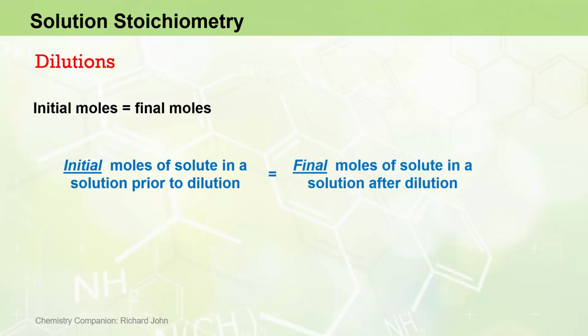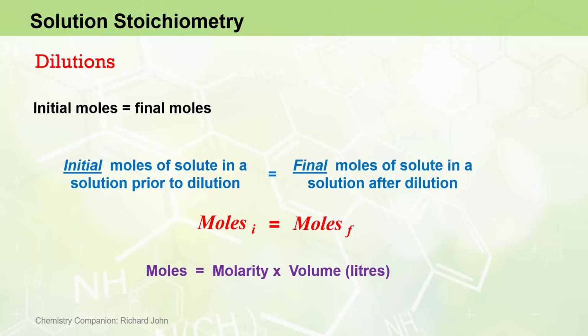We can represent this idea slightly differently. Moles I, meaning initial moles of the solute before dilution, that is before adding any solvent, equals moles F, the final moles of the solute after dilution, that is after we've added the solvent. Now we also know from our molarity equation that the moles of solute in any solution is equal to its concentration, which we typically express in terms of molarity, multiplied by its volume, which is often expressed in terms of litres or milliliters.